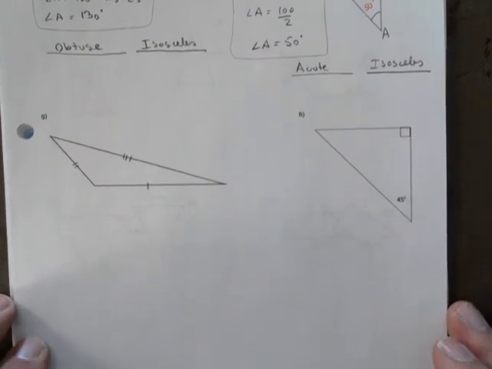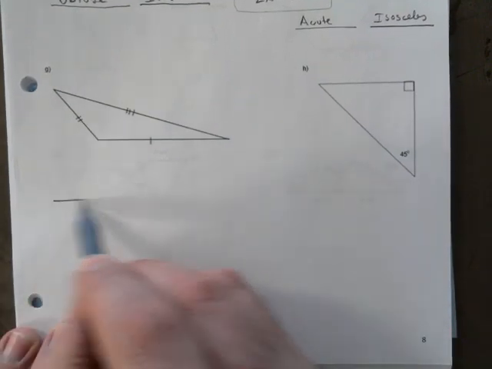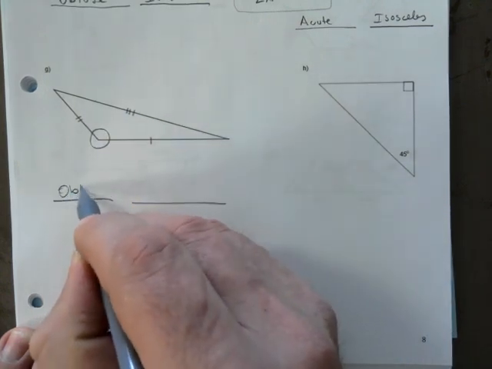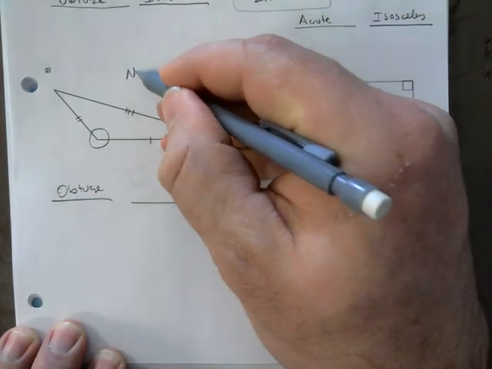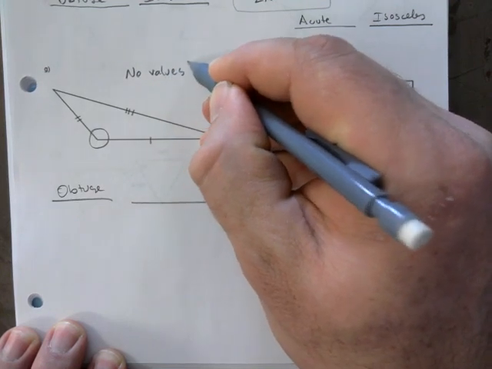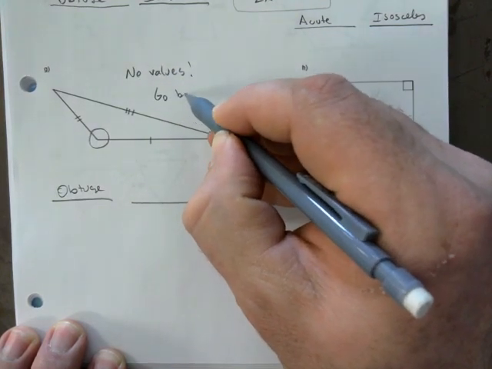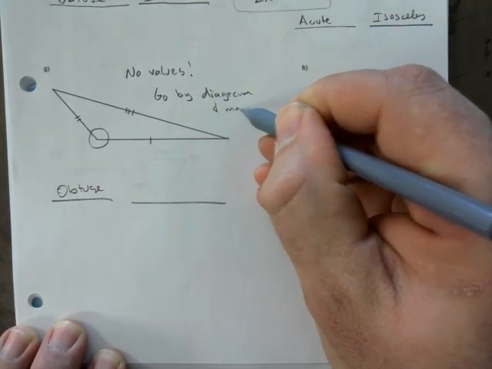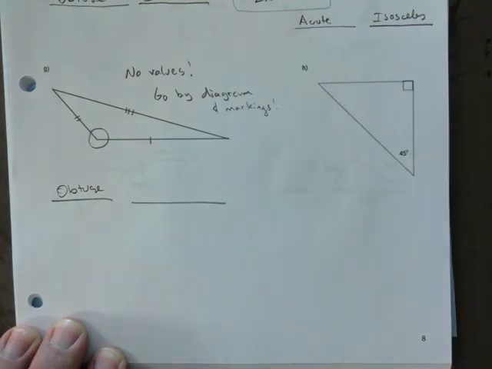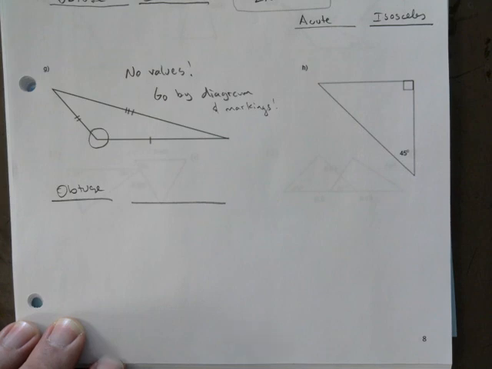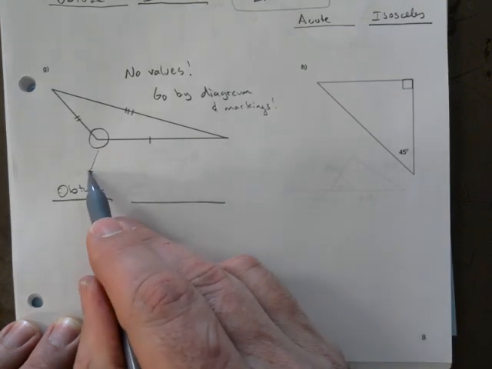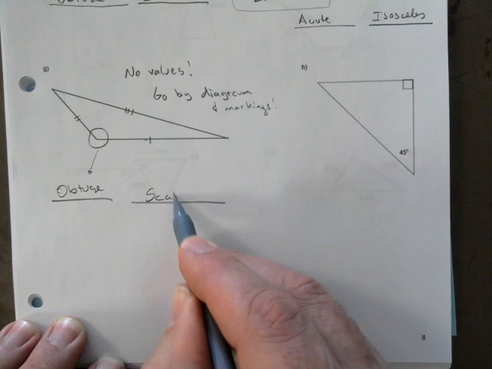Next. No numbers at all. So you just go by the diagram. This tells you that it's obtuse. I'll say this: no values. Right? Go by diagram and markings. Okay. That's all you have. Kind of yelling, right? No values. Go by diagram and markings. Anyways, obtuse because of that, and all sides are different, so scalene.